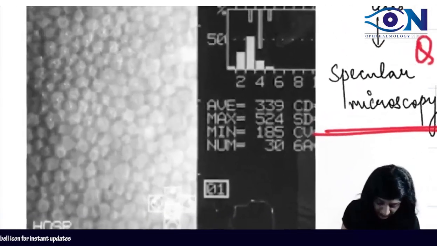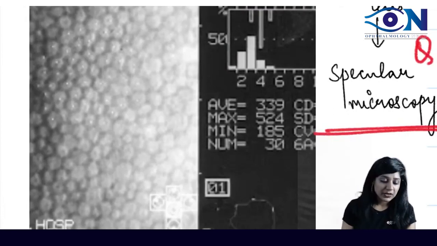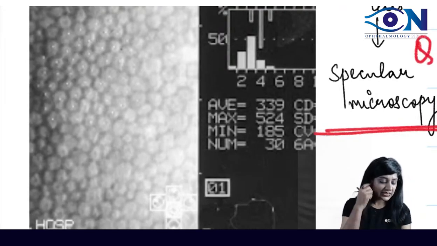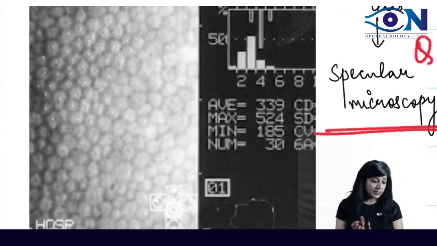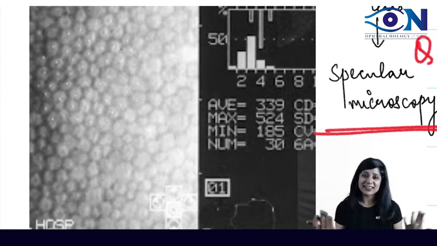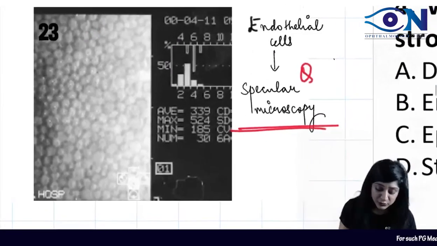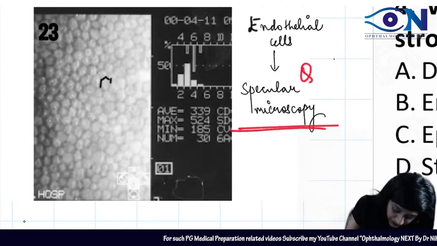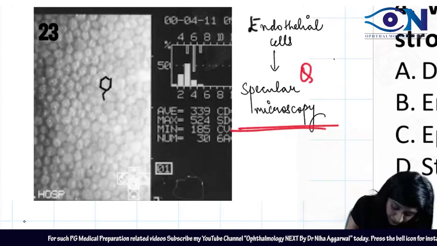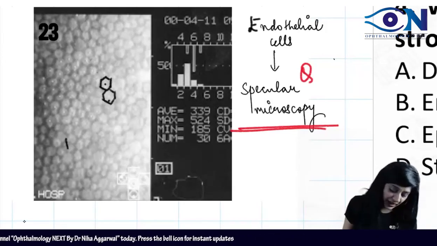Can you see the shape of the cells? Come on, who will tell me what is the shape of the cells you are seeing? The shape of the cells that you are seeing here is very, very important. Yes, very good. So, yes, it is the specular microscopy and you can see the shape of the cells is hexagonal here. So, the shape of the cells that you are getting on the specular microscopy is actually hexagonal.